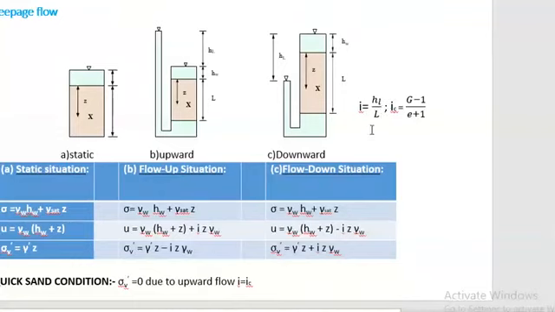Gradient means HL by L, and critical hydraulic gradient means G minus 1 by 1 plus e. Static condition. So in static condition, sigma will be gamma W into HW plus gamma saturated into Z. Pore water pressure will be gamma W into HW plus Z. HW is this one and Z is this.